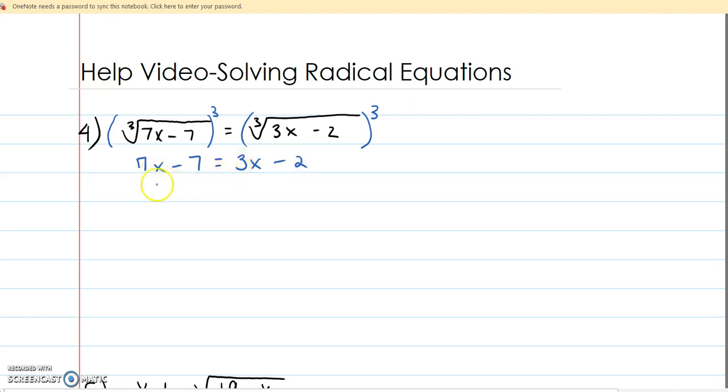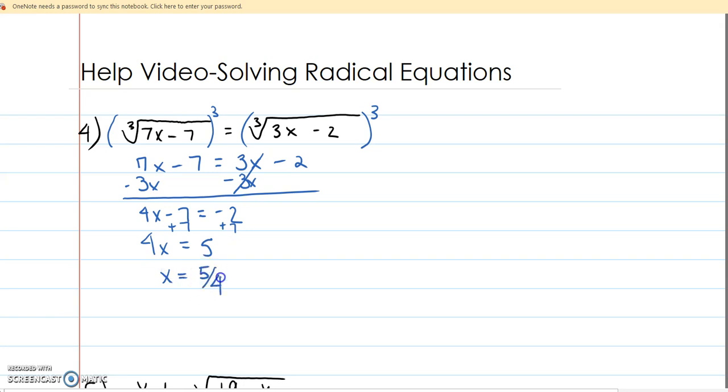We have x's on both sides, so I know that some people were wondering what to do about not setting one side equal to 0, but we pretty much want to get variables on one side and our numbers on the other when this is like a linear equation. We have 4x minus 7 equals negative 2. 4x equals, let's add 7, and we get 5, so x is equal to 5/4.